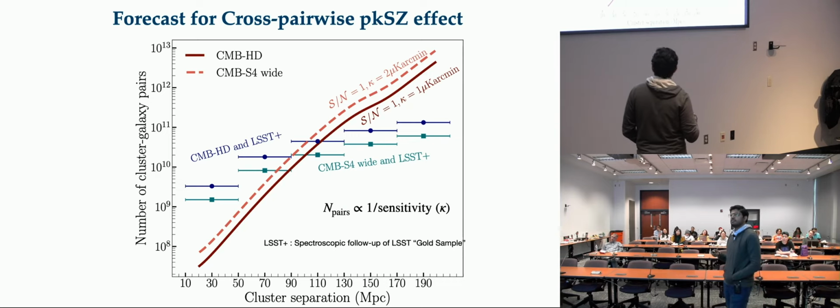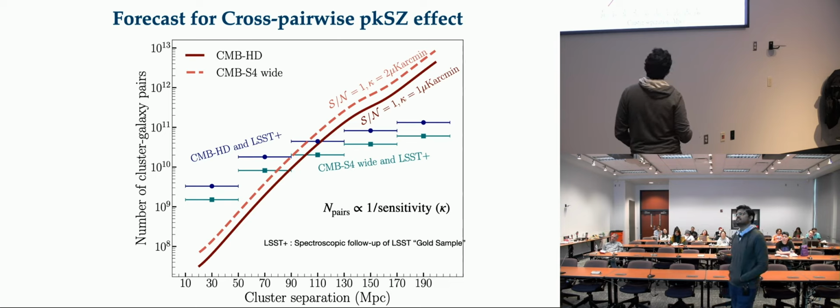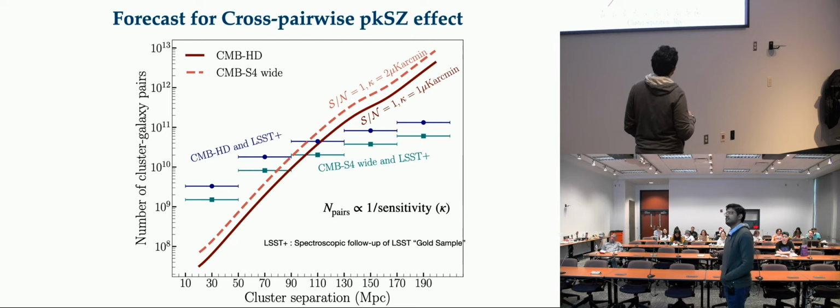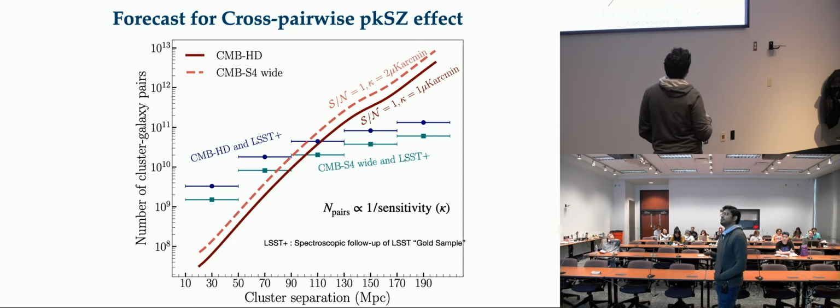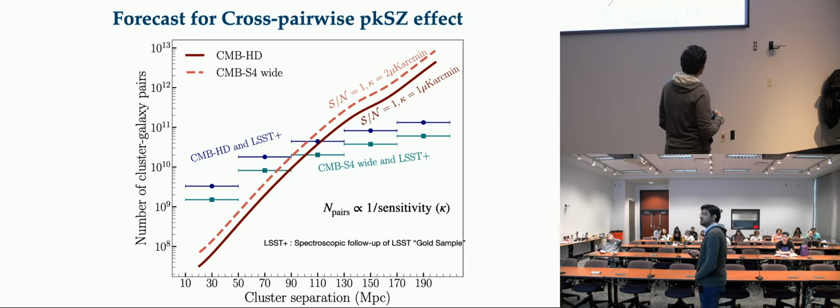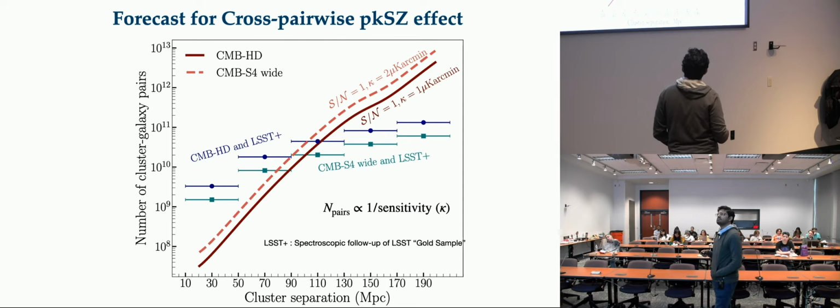So what we have plotted here is the same exercise, but instead of cluster-cluster, we have taken the polarization signal at the cluster position from the CMB-HD and CMB-S4 wide survey, and then we have taken the galaxies from a survey like LSST, assuming that we get spectroscopic data in the future, which is a big assumption. But if we do get that, you can actually observe this cross-pairwise pkSZ signal at a signal-to-noise ratio far above 1.